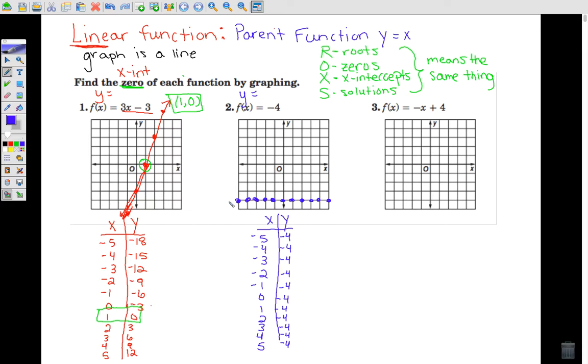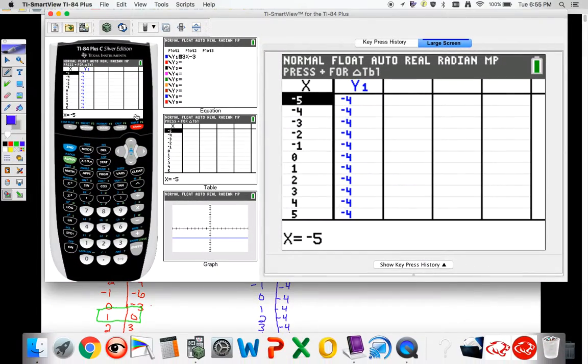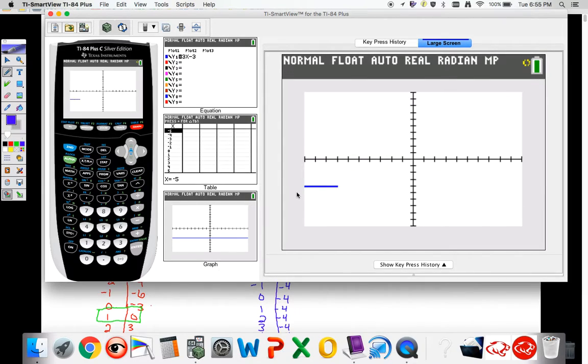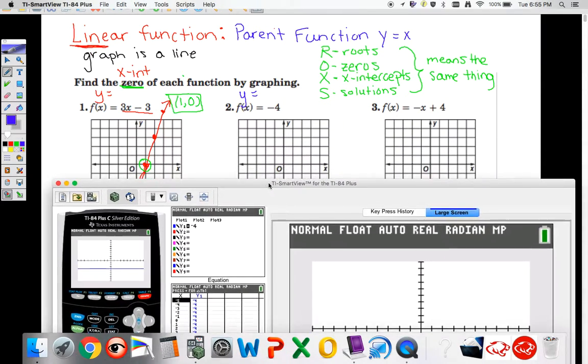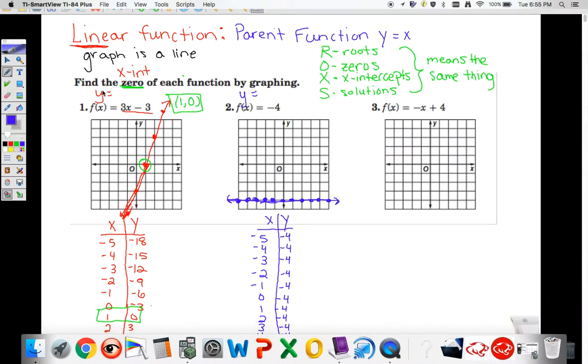Okay, and once we're done, we're going to go ahead and connect our dots. And draw our arrows at the end. Always draw your arrows at the end. That way we know that you're plotting a line. Okay, a good way that we can check ourselves is we can go back to our calculator, hit your graph, and you'll notice right here, this is right where y equals -4. So this graph looks a lot like the graph that we just plotted. So it's a good way to check yourself.